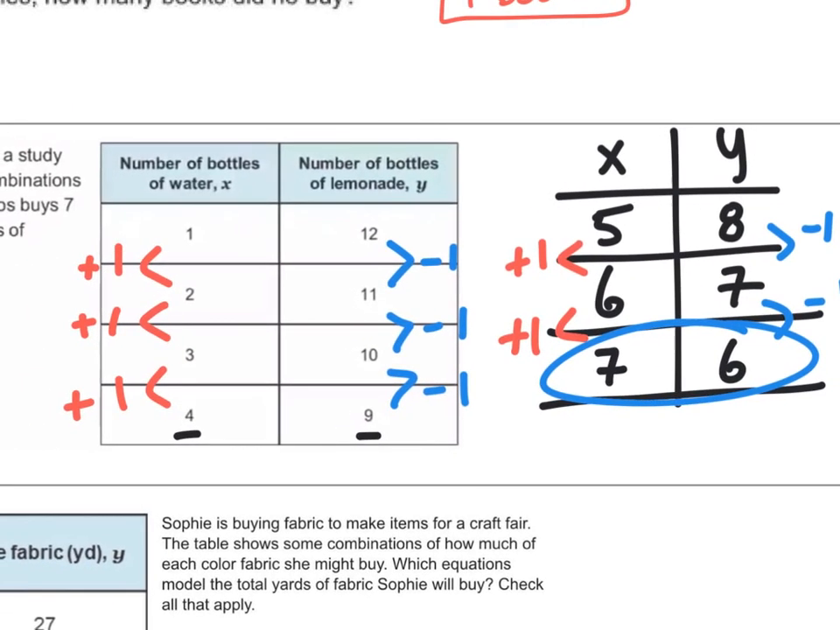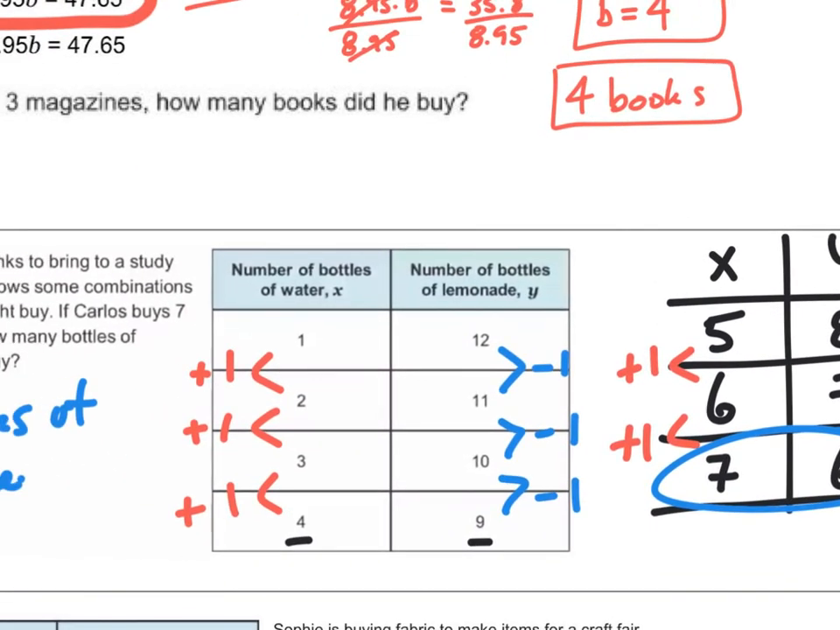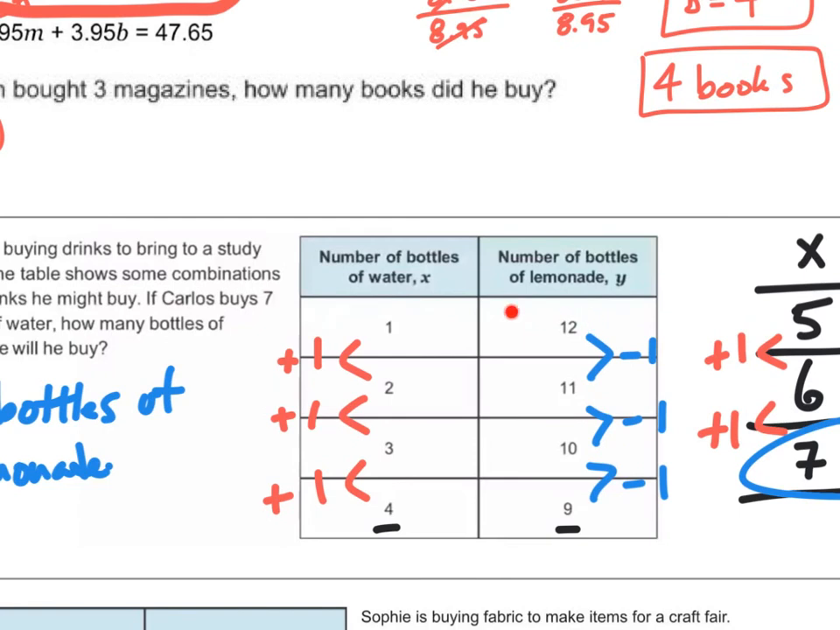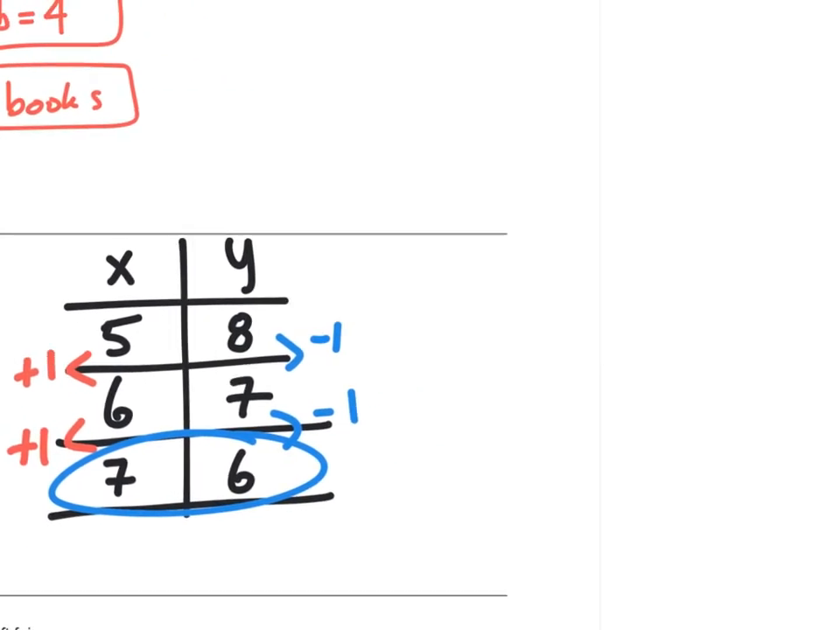Let me go back to this problem up here. What I noticed about this was that each of these numbers, if you add them together, give you what? Anybody notice? If you add 1 and 12, you get 13. If you add 2 and 11, you get 13. If you add 3 and 10, you get 13. So an equation we could have written here was x plus y is equal to 13.